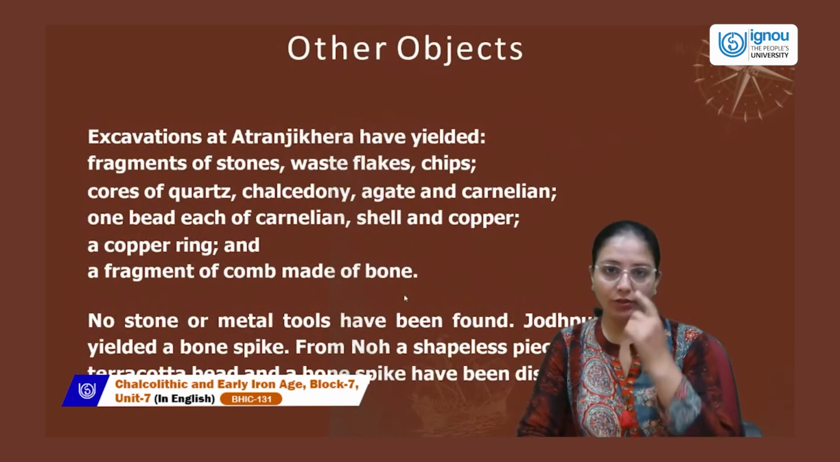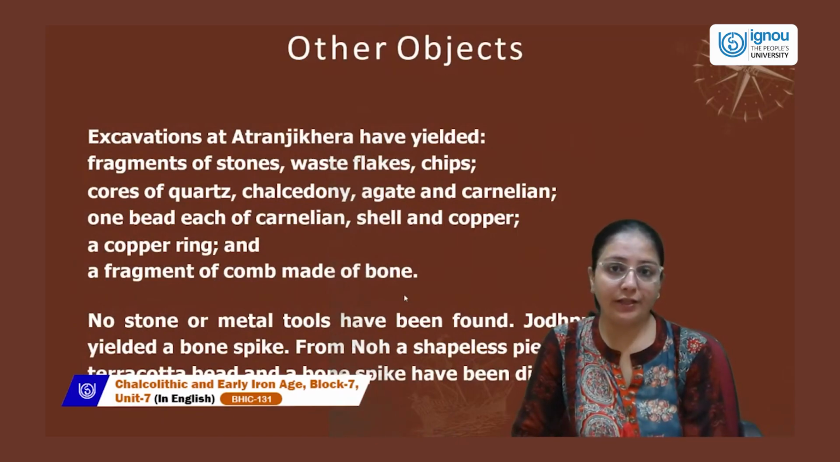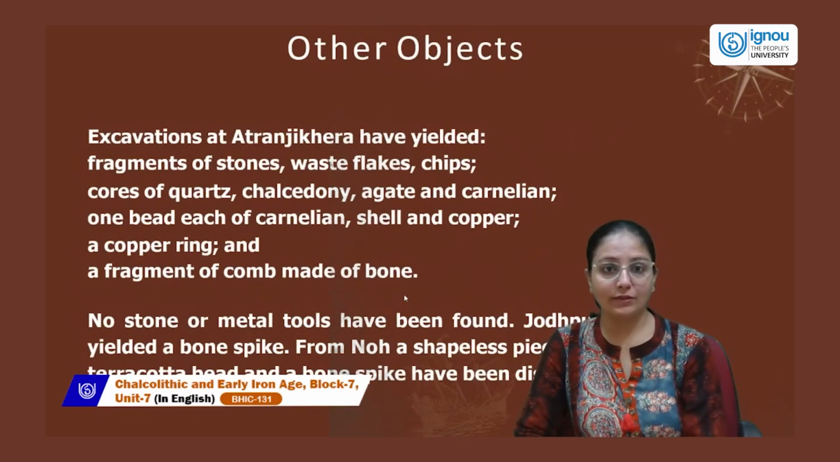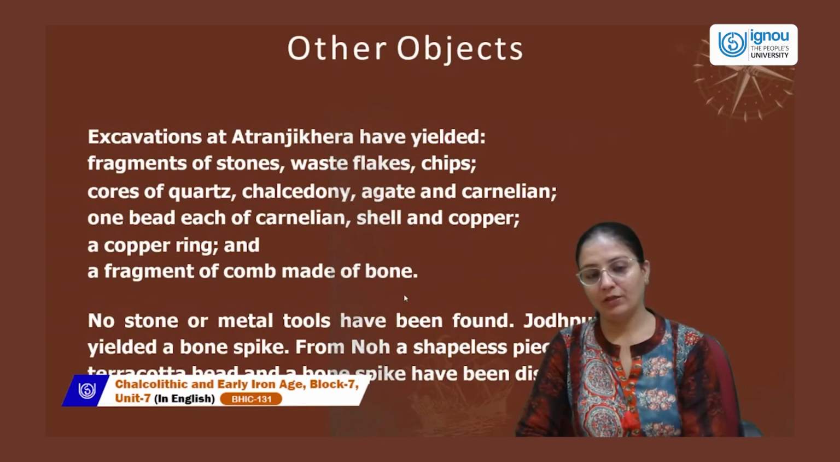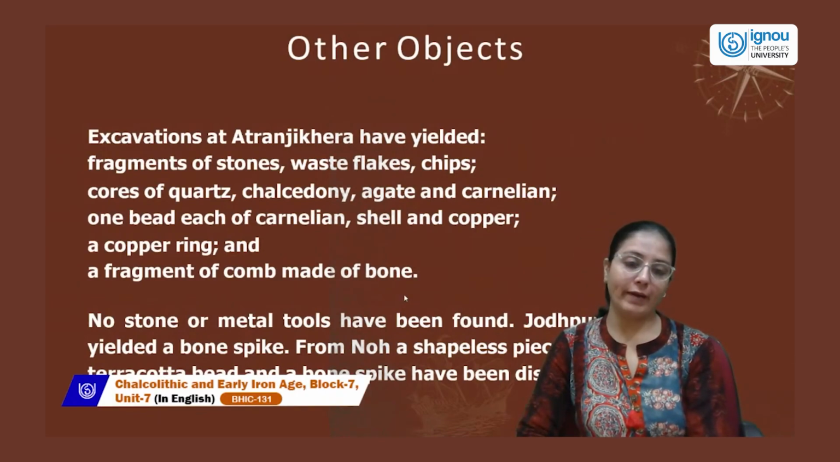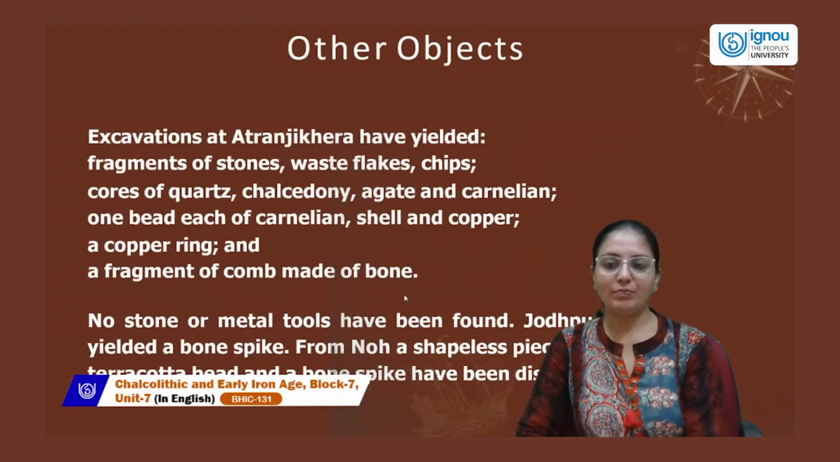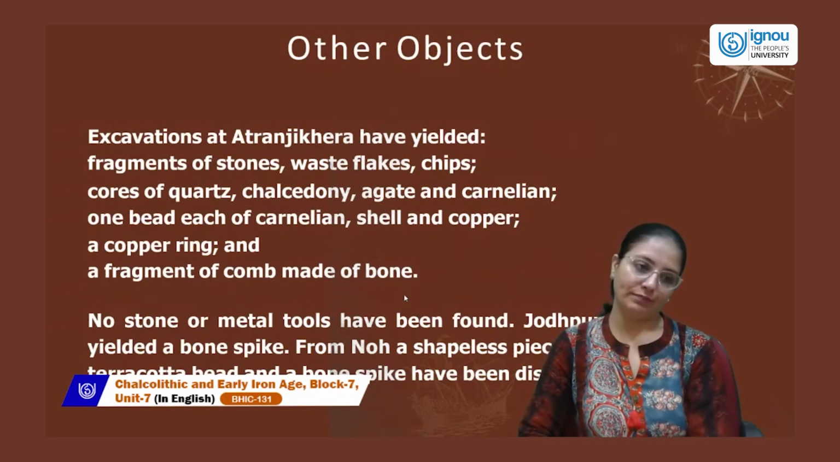Other objects which we found here, excavation at Atranji Khera have yielded fragments of stones, waste flakes, chips, cores of quartz, chalcedony, agate, carnelian, one bead each of carnelian, shell, copper, a copper ring, and a fragment of a comb made of bone. No stone or metal tools have been found. Jodhpura has yielded a shapeless piece of iron, a terracotta bead, and a bone spike.